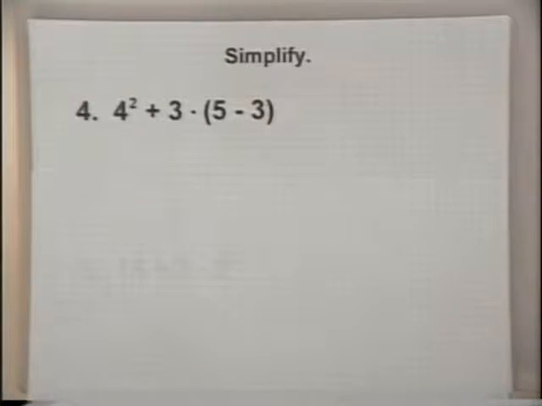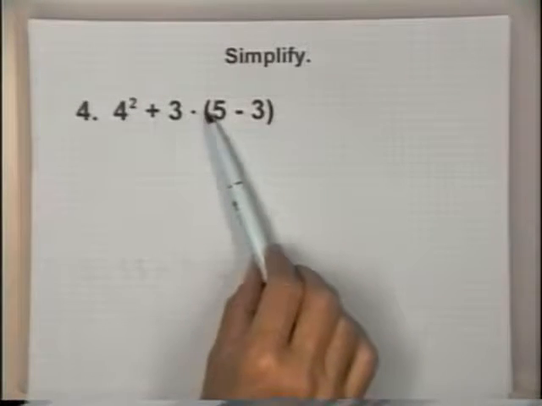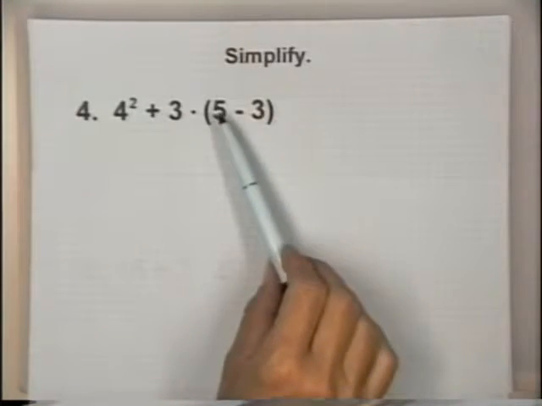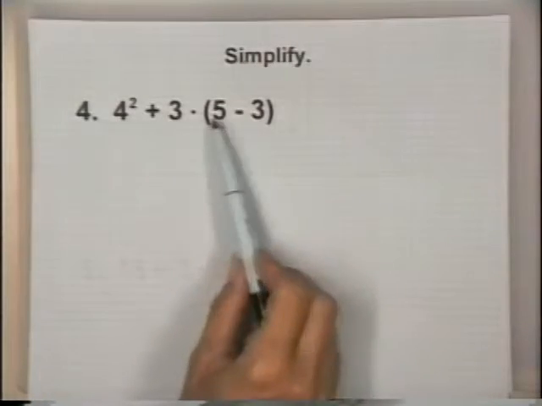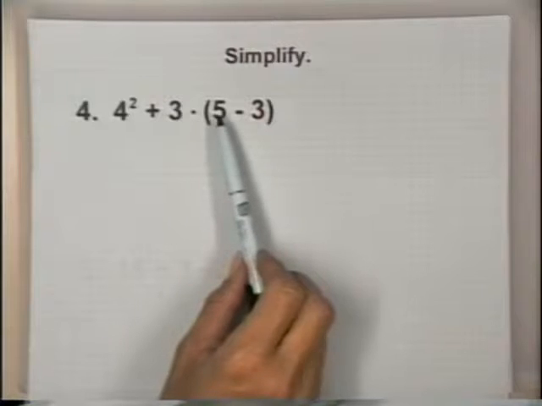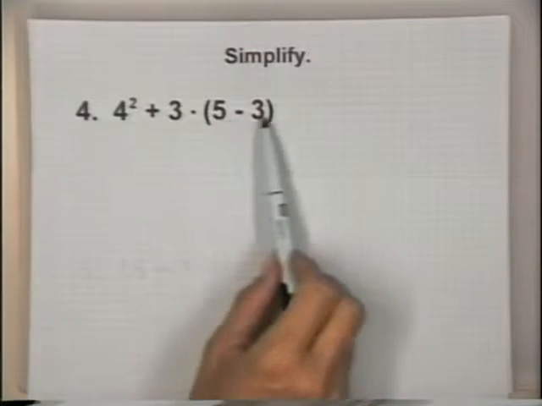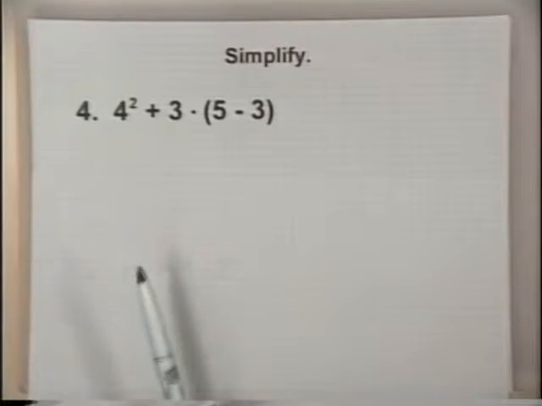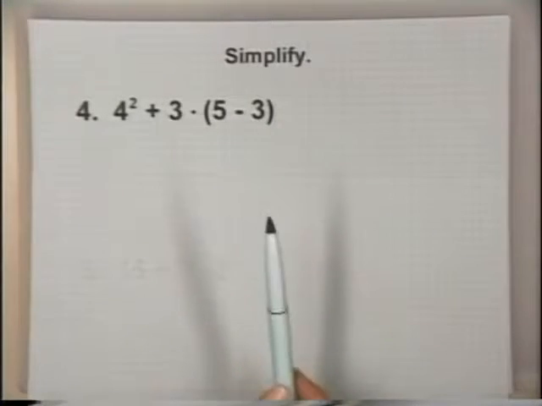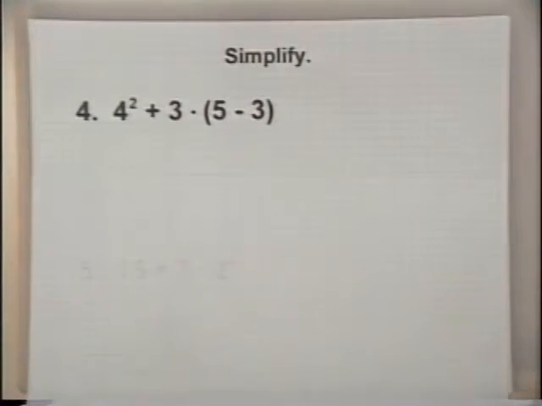In problem number 4, our expression says 4 squared plus 3 times, and then we have parentheses, 5 subtract 3. The parentheses in this case are used as grouping symbols to tell us to perform the subtraction of the 5 and the 3 first. The dot here means that after we have subtracted the 3 from the 5, we want to multiply that answer times 3.